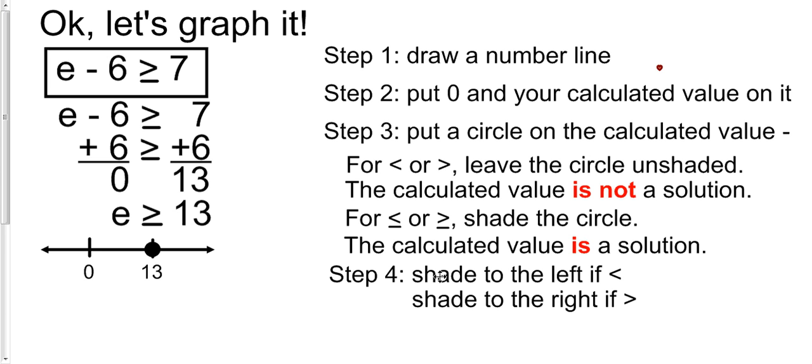Then we will shade to the left for less than or to the right for greater than. For this example, we will be shading to the right of 13 to show all of the solutions that are greater than 13. And remember, there's an unlimited number of solutions greater than 13.